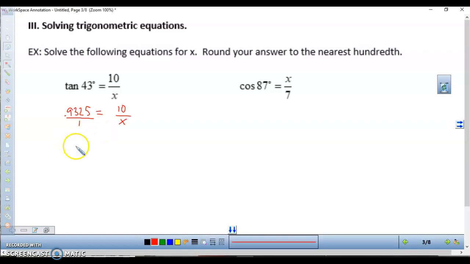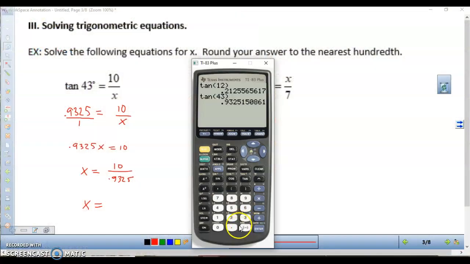And if you do that, you would end up with 0.9325x is equal to 10. And then you would divide both sides by 0.9325. So x is simply 10 divided by 0.9325, which is around 10.7. Or it says to round your answer to nearest hundredth, so we'll say 10.72.